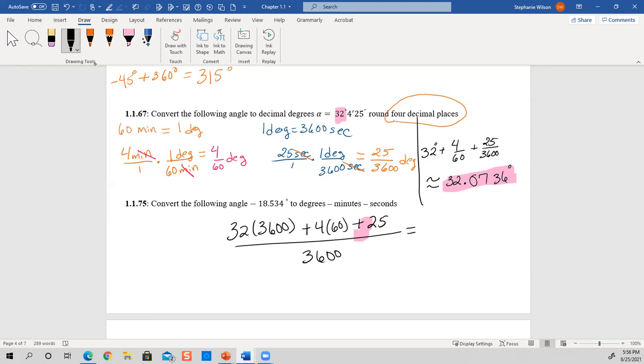And then I would have said, okay, 32 times 3,600 gave me what, 115,200, plus 4 times 60, which is 3,600, plus the 25, and then we can add those together.